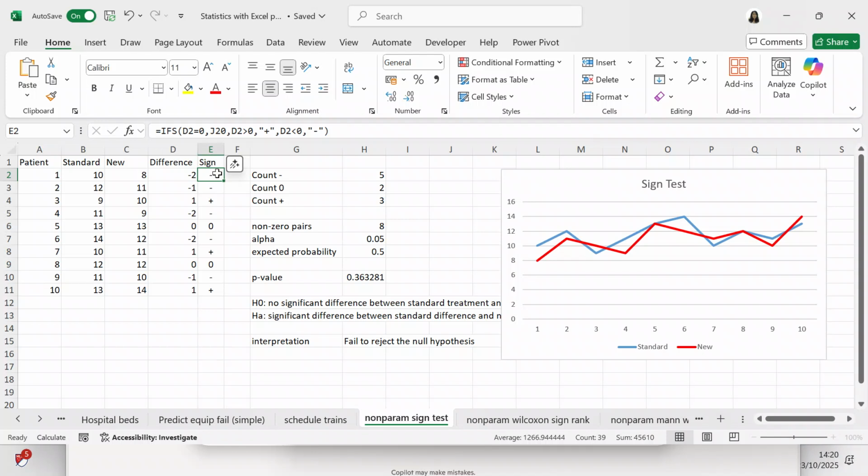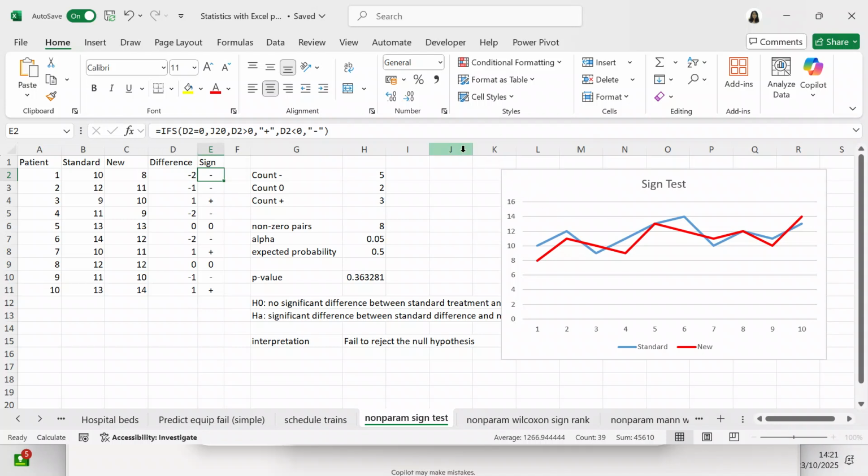So if D2 equals 0, then it's going to be 0. If D2 is greater than 0, it's plus. And if D2 is less than 0, it's minus.